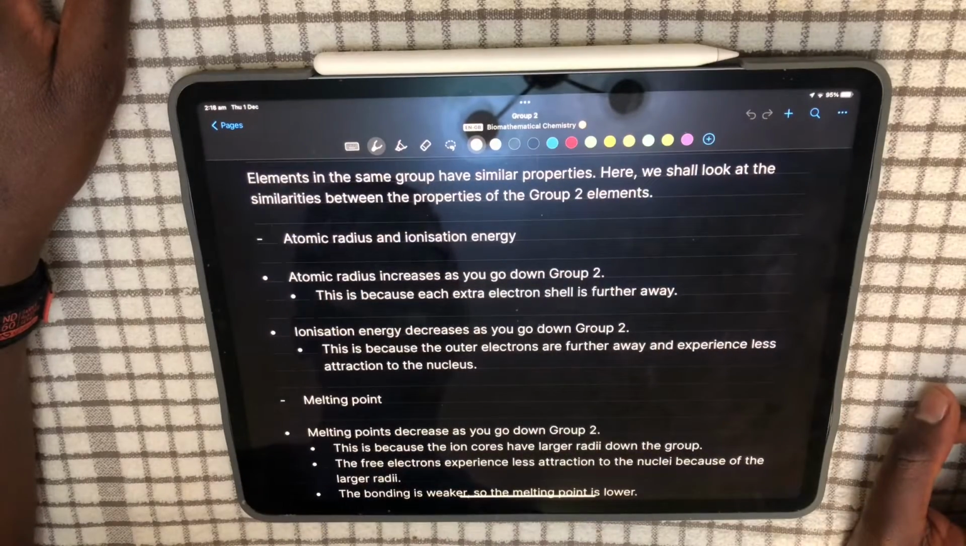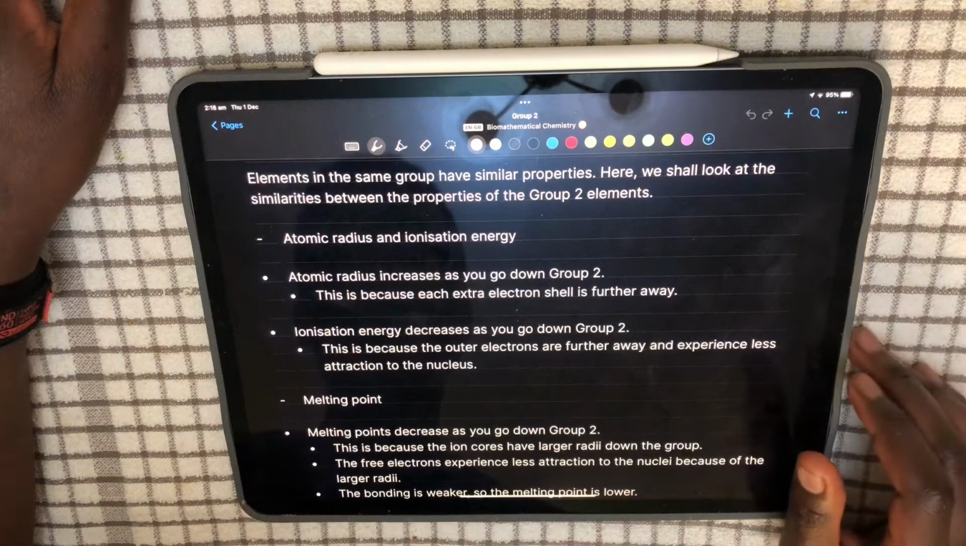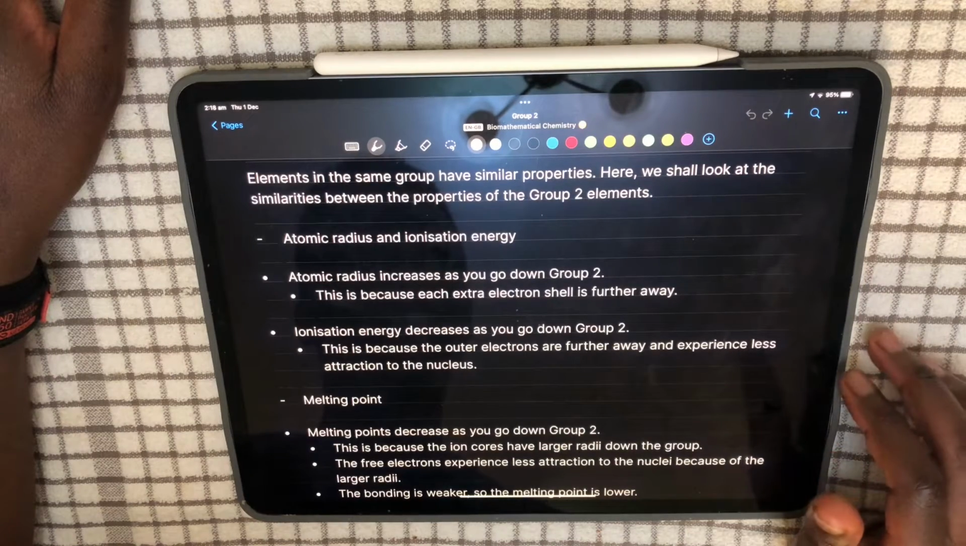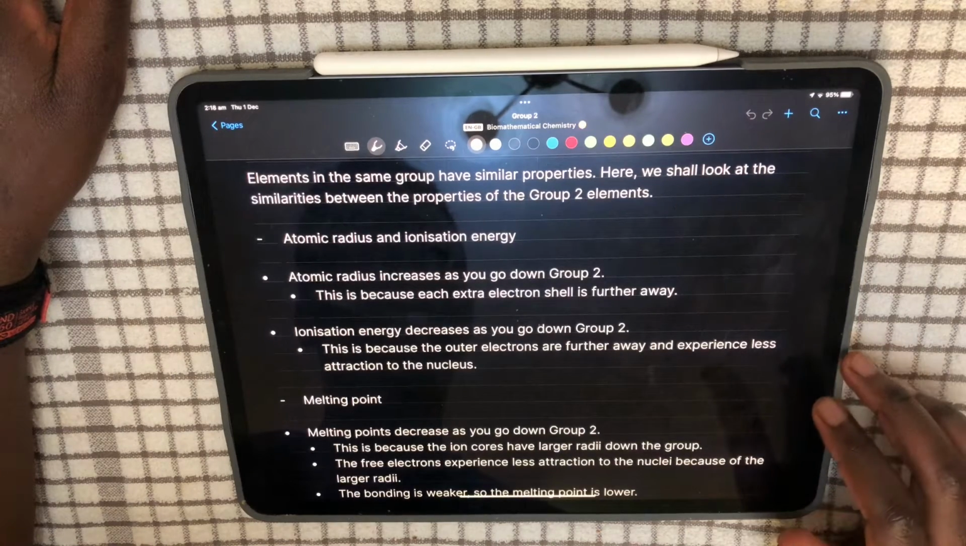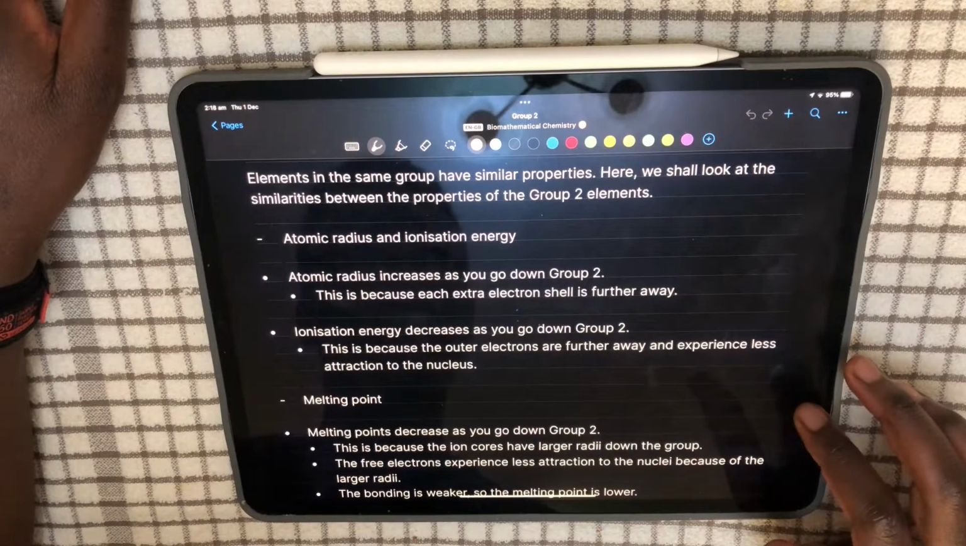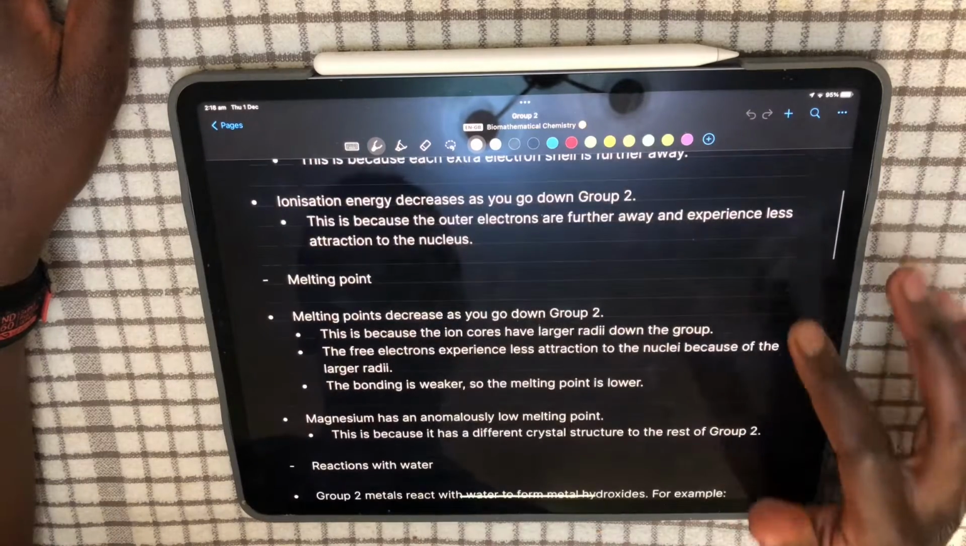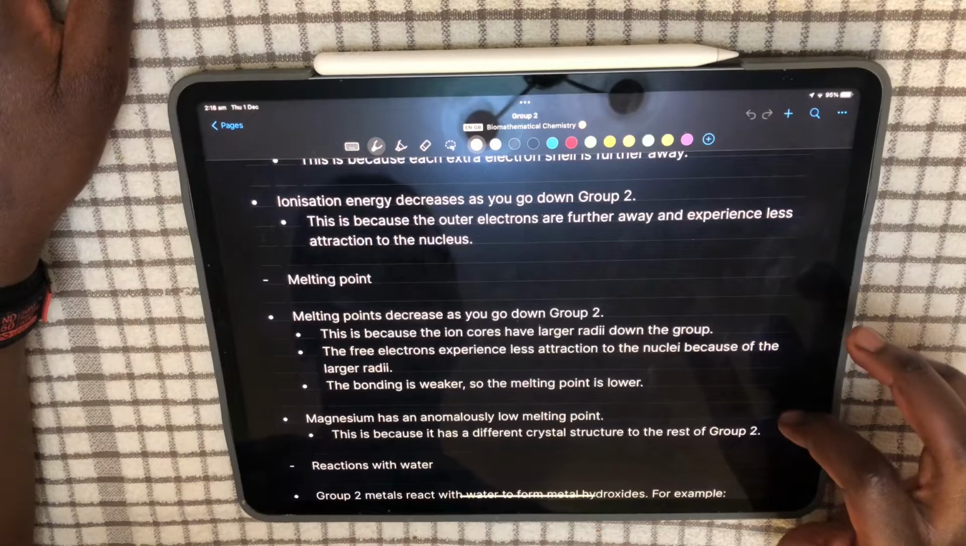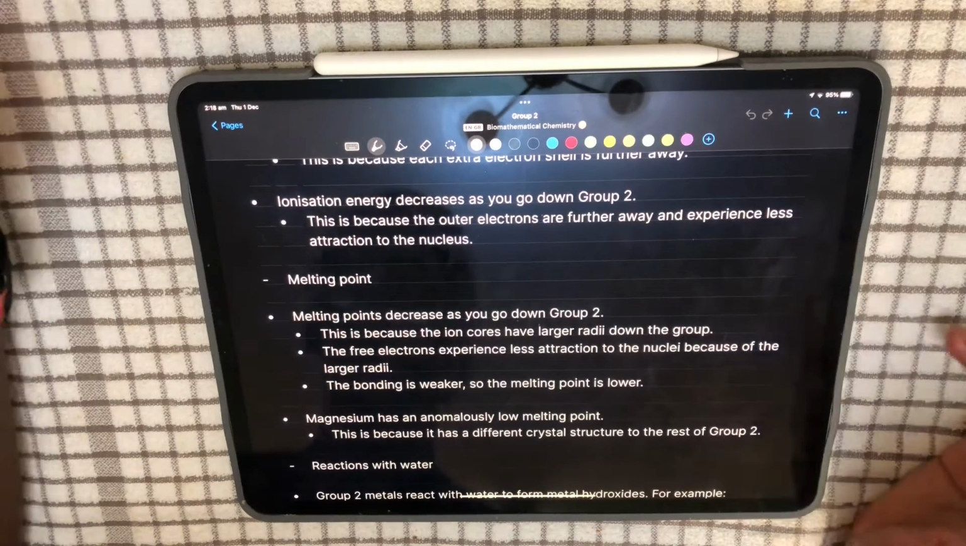So, atomic radius and ionization energy. Atomic radius increases as you go down group 2, and this is because each extra electron shell is further away. Ionization energy decreases as you go down group 2, and this is because the outer electrons are further away and experience less attraction to the nucleus, as you would expect, right?